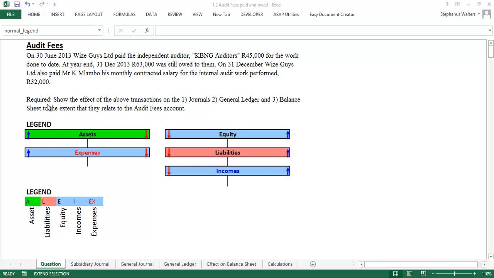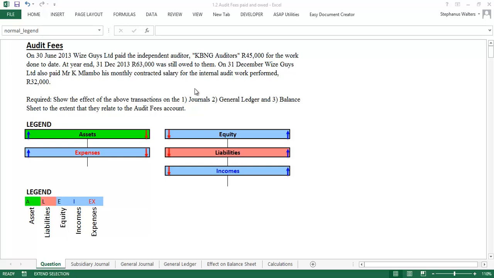Good. Our question says, show the effect of the above transactions on the journals, the general ledger, and the balance sheet to the extent that they relate to the audit fees account. Okay, so that's quite an important piece of information there. The reason for that is we're only looking for the amount that is going to affect the audit fees.